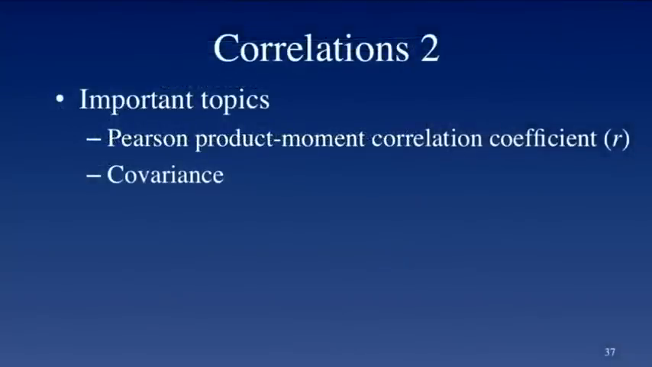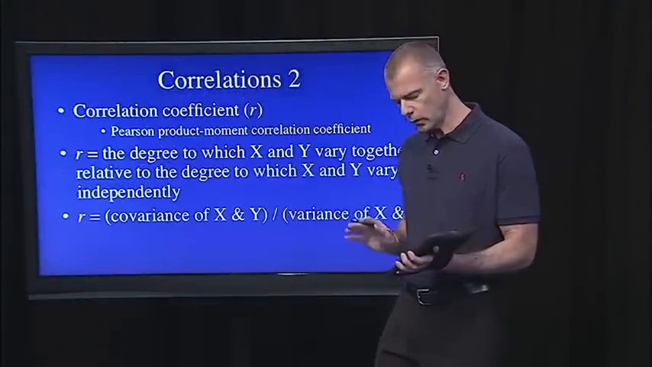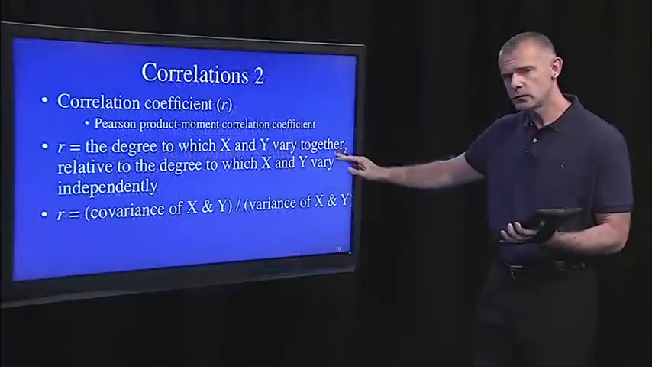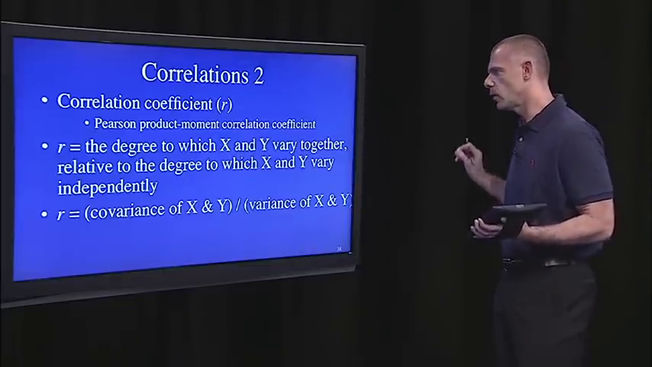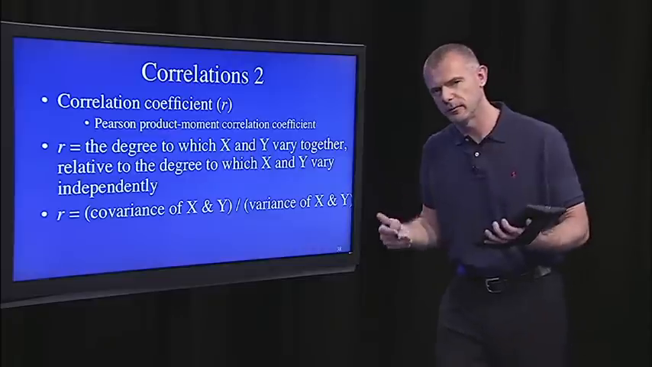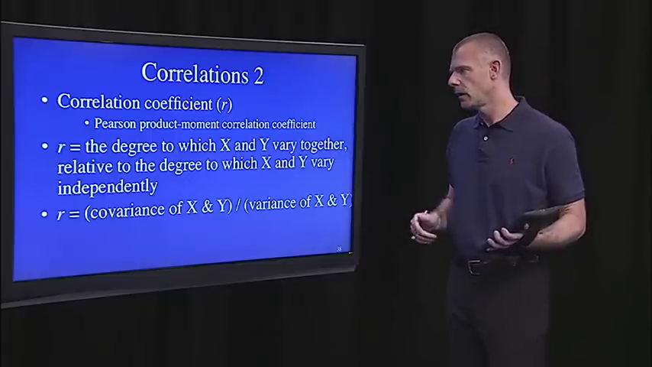So the important topics to take away from this segment are the mathematical underpinnings of the Pearson product moment correlation coefficient, little r, and the concept of covariance, which I haven't really explained yet. So I'll use little r in italics to refer to the Pearson product moment correlation coefficient, the full name for what we typically just call correlation.